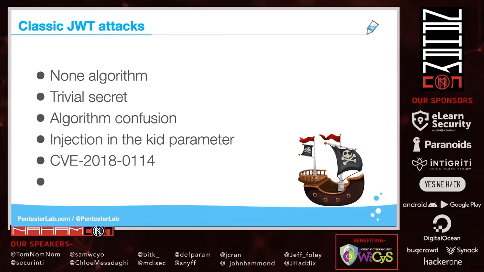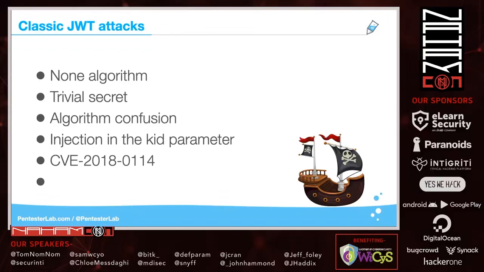You have a lot of attacks against JWT. The none algorithm, that is pretty well known nowadays, so you can just use none to say like, don't sign this token. Trivial secret, so if you use a simple secret, people can brute force it offline. Algorithm confusion, that is a bit more complex. When the application is using a private and public key, you can use the public key to sign the token and say, instead of being an RSA token, it's now an HMAC token.